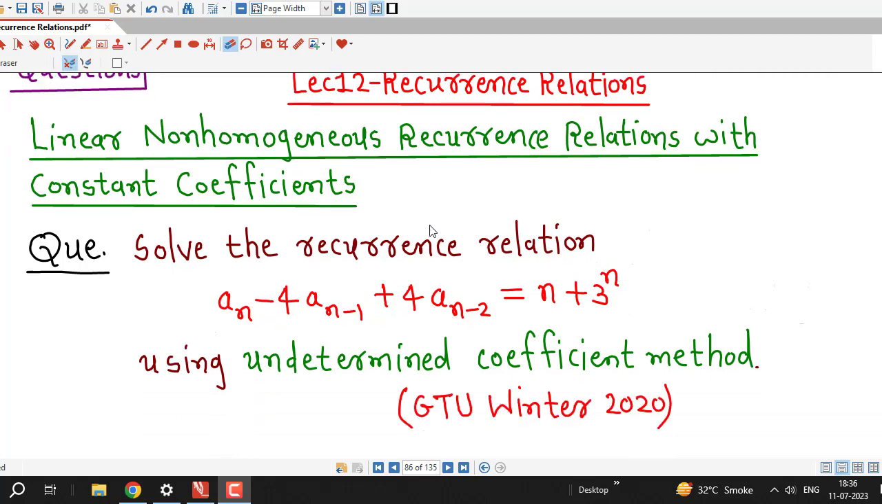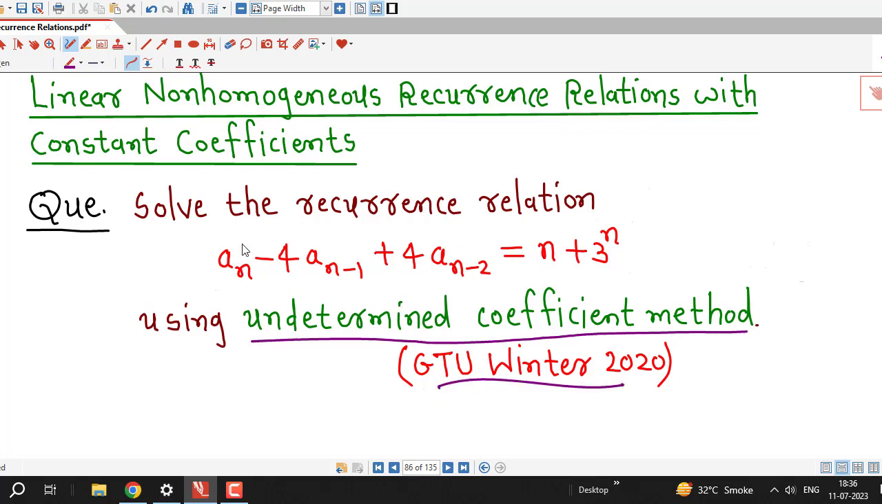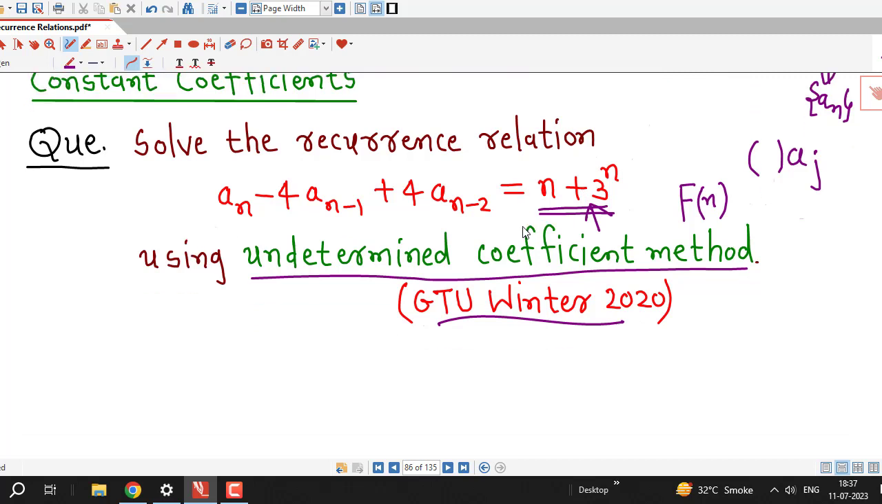In this lecture also we are going to solve one more non-homogeneous recurrence relation using the method of undetermined coefficients. This question was asked in the GTU Winter 2020 exam. We can observe that this term is not in the form of something into Aj, where Aj is a term of the sequence an, which is the solution of the given recurrence relation. Because of the presence of this term, which we will denote by function of n, this recurrence relation is non-homogeneous.